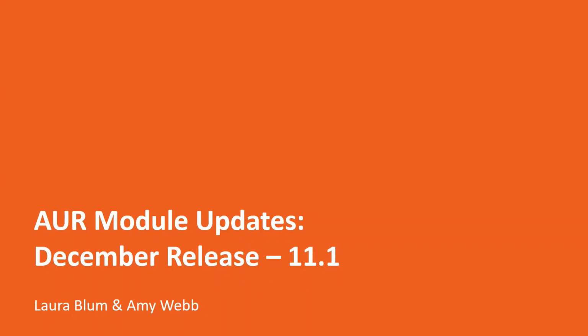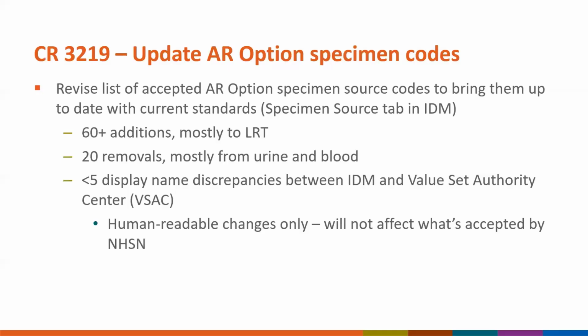Next, we're moving on to the AUR changes within release 11.1, currently slated for December. I'll turn it over to my colleague, Laura, to start us off. Thank you, Amy. My name is Laura Blum, and I'm one of the subject matter experts working on the NHSN AUR module. First, I'd like to go over change request 3219, which will revise the list of accepted AR option specimen source codes to bring them up to date with current standards. These changes will be reflected in the specimen source tab in the IDM.